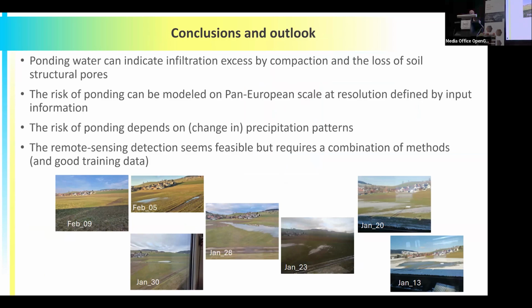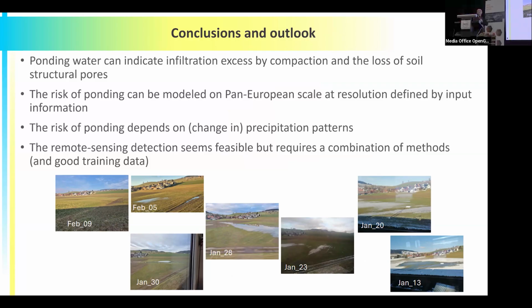Okay, so to conclude, this ponding time: when the rainfall rate is higher than the infiltration capacity, then we can have ponding or runoff. We are referring here only to the case of infiltration excess. So when the hydraulic properties are not fast enough, I'm not talking here about the saturation excess where it's just raining so much that the soil becomes full. So this is really a soil surface property. So the risk of ponding, we can model this at the pan-European scale. We have quite a good idea how to do it.